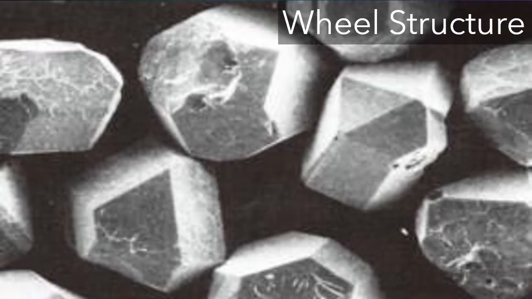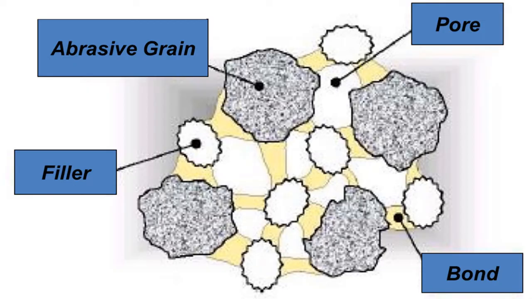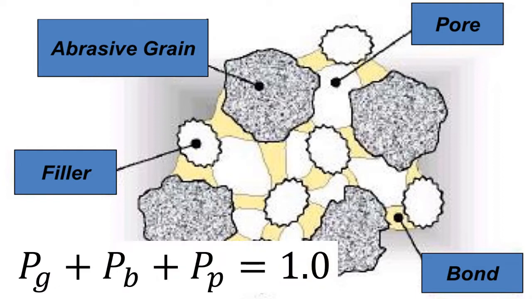The wheel structure refers to the relative spacing of the abrasive grains in the wheel. In addition to the abrasive grains and the bond material, grinding wheels contain air gaps or pores. The volumetric proportions of the grains, the bond material, and the pores can be expressed with the following equation, where PB is the proportion of the bond material, PP is the proportion of the pores, and PG is the proportion of the abrasive grains in the total wheel volume.